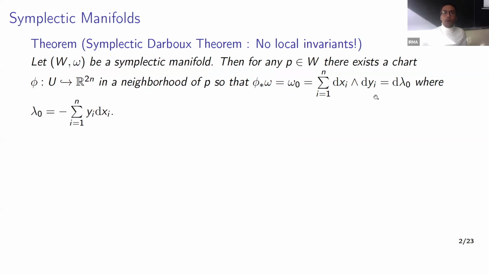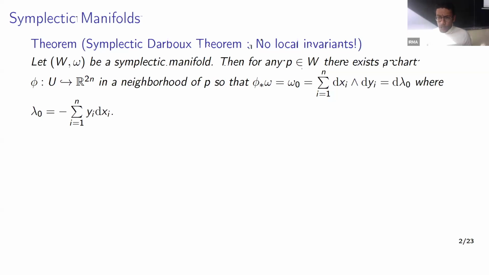First, I think everyone knows that in a symplectic manifold, we don't have any local invariant. More precisely, there is the Darboux theorem, which says that for any symplectic manifold, a manifold endowed with a closed non-degenerate form, you will always be able to find around every point P a chart in which your symplectic form looks like the standard symplectic form on R^2n, which is just omega 0 given by the sum of dx_i wedge dy_i.